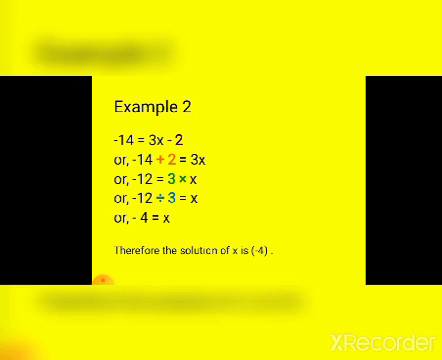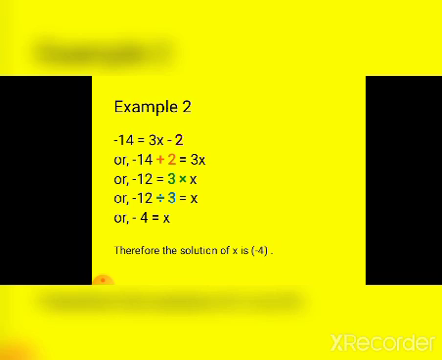Now -14 plus 2. Two opposite signs are there. Already I told you, whenever two opposite signs are there, operation will be subtraction. So if we subtract, it is coming 12. Now which number is bigger? 14. So its sign will come. So finally it will be -12 equals to 3 into x.